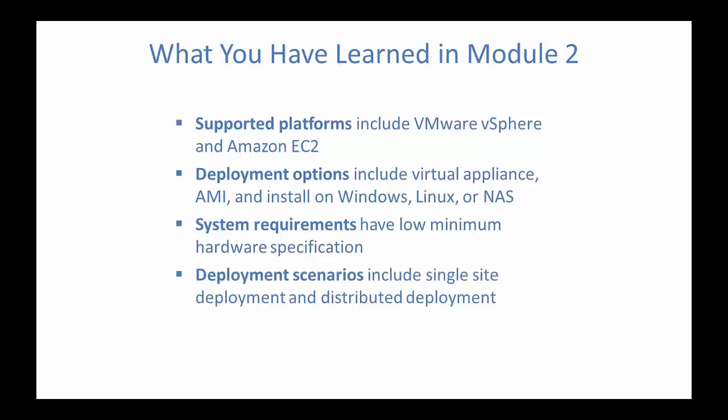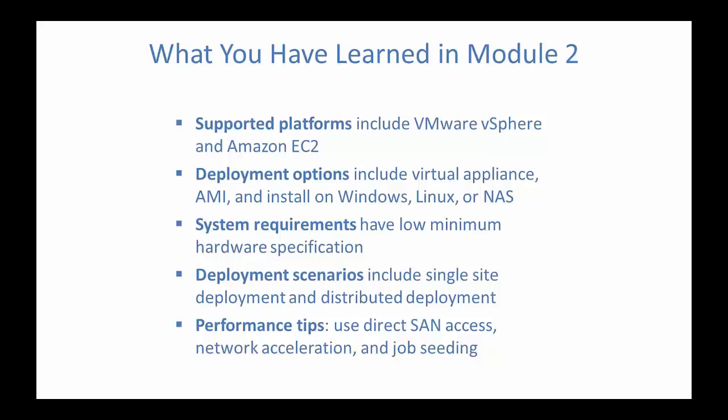Deployment scenarios include single-site deployment and distributed deployment. So you can basically have a NAKIVO deployment either done at a single site, single office, or you can have a distributed deployment which includes multiple offices in the same deployment, the same director basically. For better performance, we recommend using direct SAN access and network acceleration. Job seeding eliminates the necessity to transfer the full backup over a slow WAN over internet.